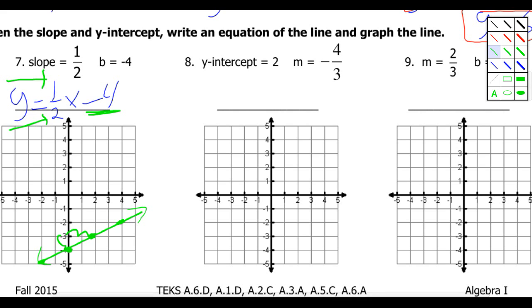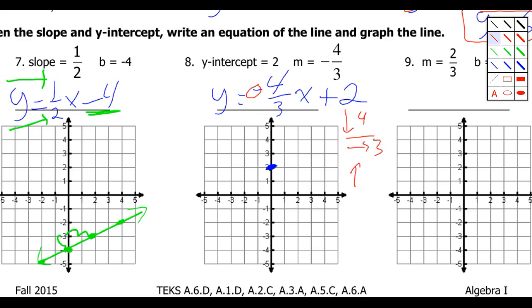Number 8. So again, we get y-intercept is 2. M is -4/3. So we get y equals m, -4/3, x plus 2, because that's our y-intercept. So my starting place is +2, so I'm going to go 2 on the y-axis. Now my slope, notice we have a -4/3, so that means we go either down 4 to the right 3, or up 4 and to the left 3. So if I go down 4, 1, 2, 3, 4, to the right 3, I have another point I can put right here. And let me try going back the other way. If I go up 4, 1, 2, 3, no, I can't do that. So those are the only 2 points that I can have.